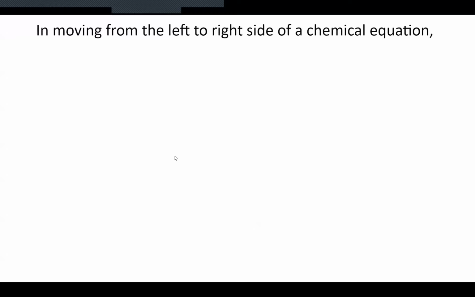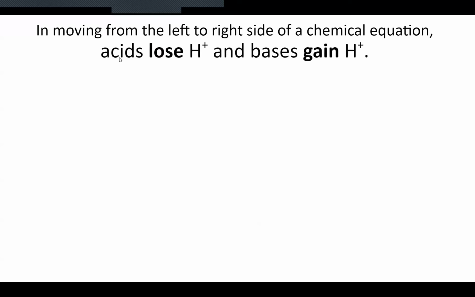Okay, now here's the challenge. When we look at a chemical equation, we've got to be able to read it from left to right, just like a sentence in a book. You start on the left side and you end up with the right side. As you do that, remember that acids are the substances donating or losing H+, and bases are the substances gaining or receiving H+.